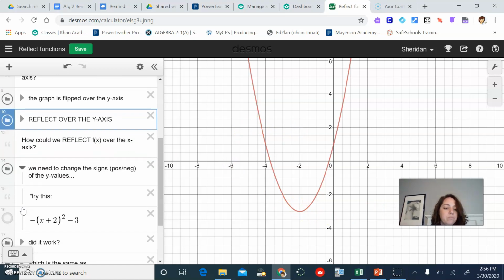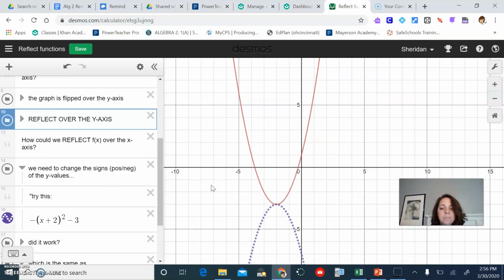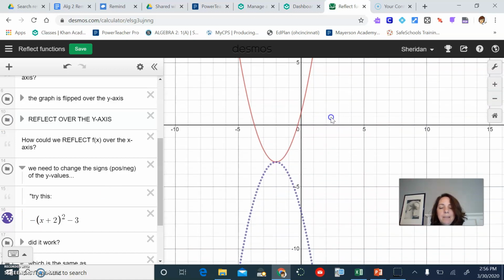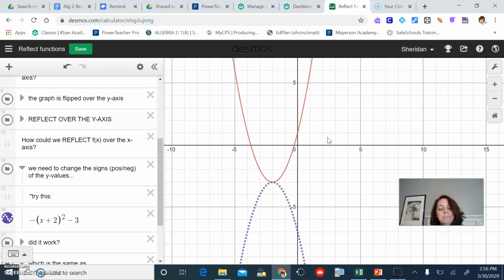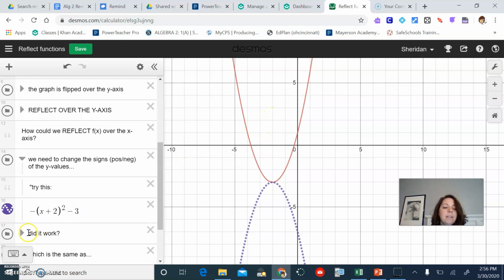So let's try this: before we put the negative on the inside, what if we just put the negative on the outside? Did it work? I mean, that's good. It's flipped down, but it's not reflected over this. It's reflected over that point, but we want it up here, right? So it's not quite there.